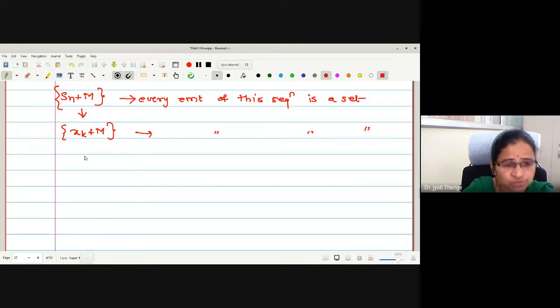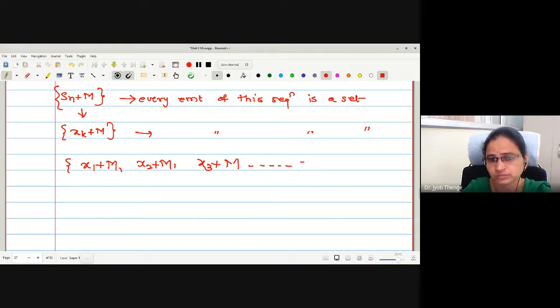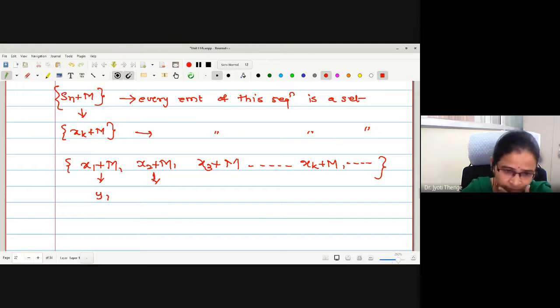Therefore, what we will do, we will select one element from every set. What kind of elements will we have? Say x1 plus M is the first set, x2 plus M is the second set, x3 plus M is the third set, and continue. Somewhere xk plus M is my kth set and continue. Now we will take one element of this set, say y1. One element of this set, say y2. One element y3 and so on up to say yk.